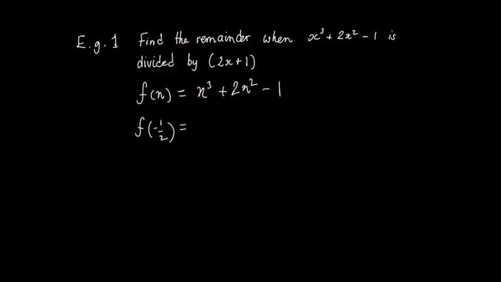So substituting in the values, minus a half cubed is going to be minus 1/8, plus 2 times a quarter, minus 1. So that's going to be minus 1/8 plus 4 over 8 minus 8 over 8. That will give us minus 5 over 8.